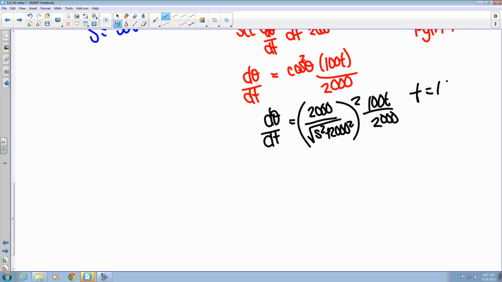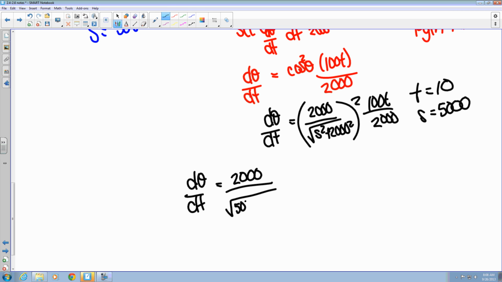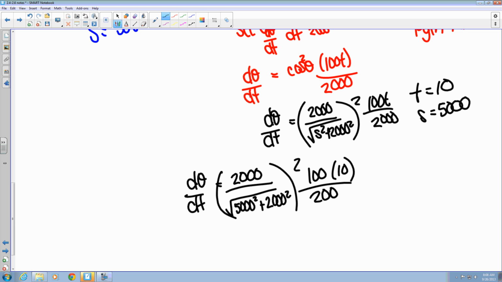When t is 10 and s is 5000, again, that's just stuff that we know already that I'm rewriting down here. Plug in everything, d theta/dt equals 2000 over square root of 5000 squared plus 2000 squared, times 100 times 10 over 2000. And if we simplify all that, we're going to come out to 2/29ths radians per second, and we know that our label is going to be in radians because we're measuring an angle.